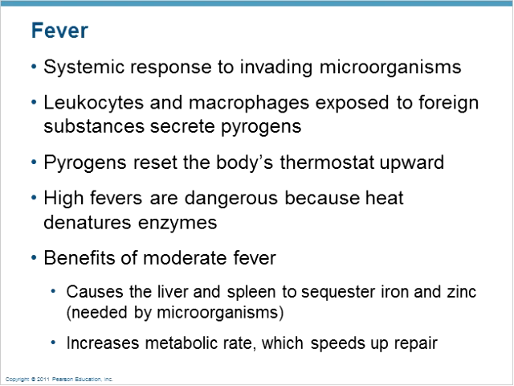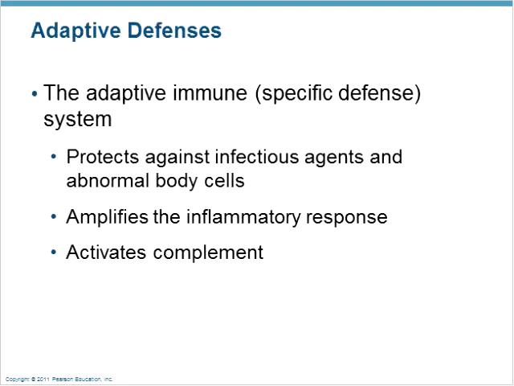What you're going to see is high fevers, which could be dangerous because heat obviously denatures the enzymes, and so if our temperature goes up too high, most of our body processes stop working very well. But the benefit of a moderate fever is that it causes the liver and spleen to sequester iron and zinc, which is really what the microorganisms need to replicate. Sequester means to hold back or to secrete away those minerals, iron and zinc. It also increases our metabolic rate, which speeds up our repair, more blood flow, that kind of thing.